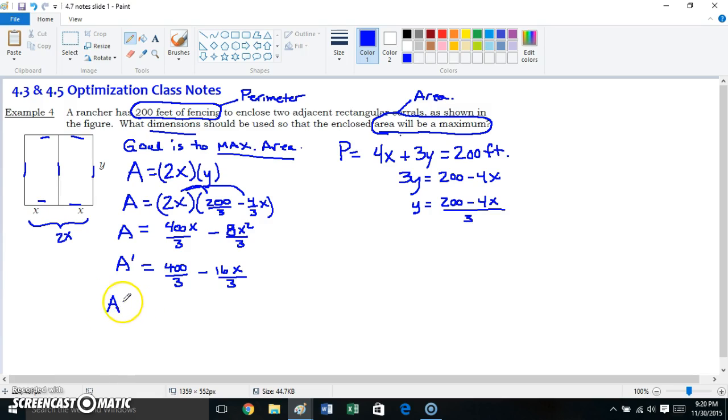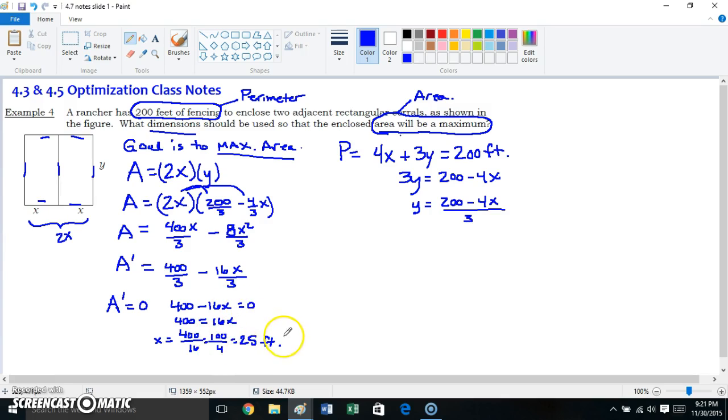That's a nice linear equation. So A prime is equal to 0 when 400 minus 16x is equal to 0. I'm going to divide both by 4, get 100 over 4, which I can divide again. So x is equal to 25 feet.